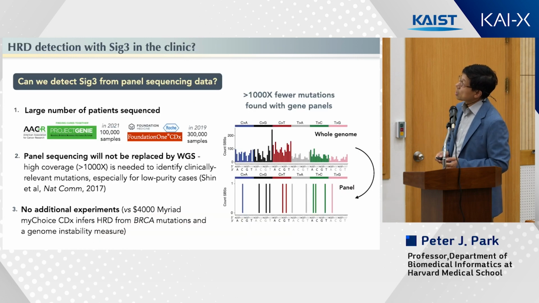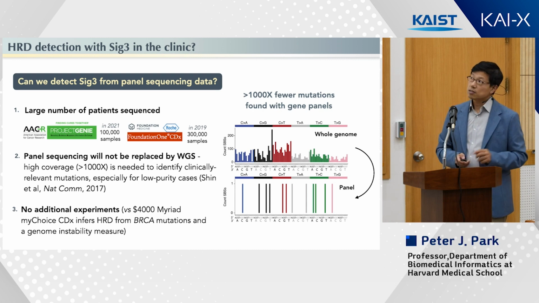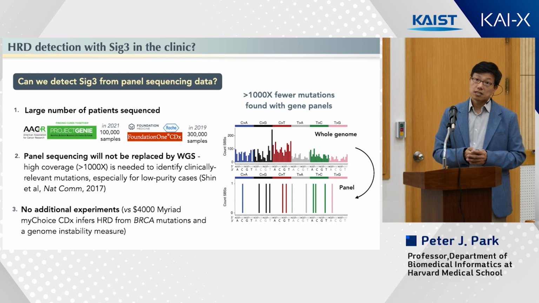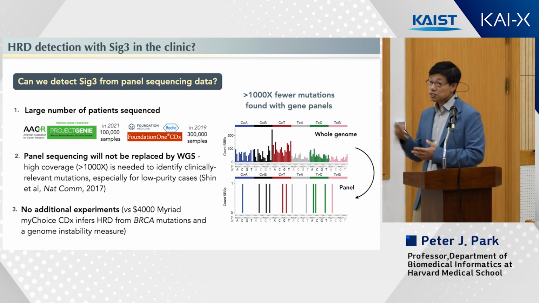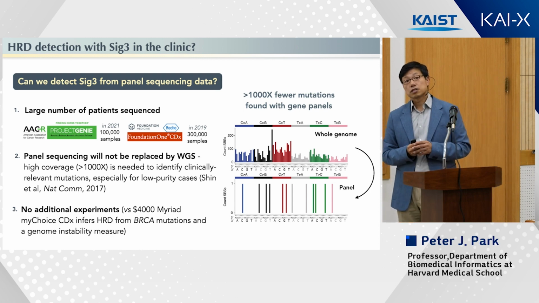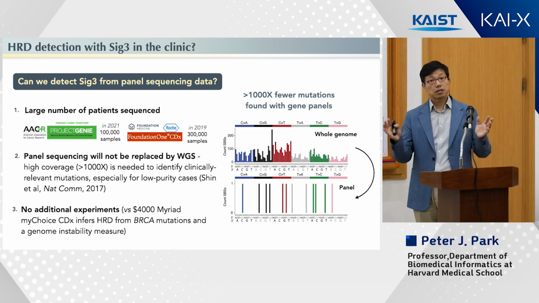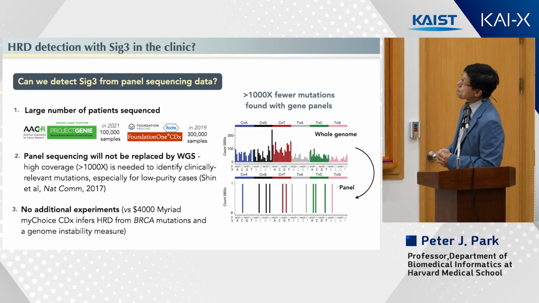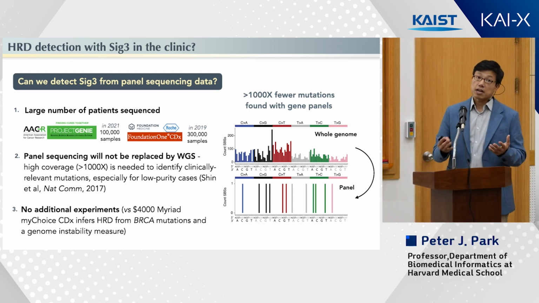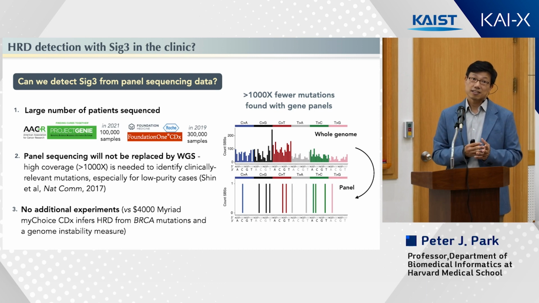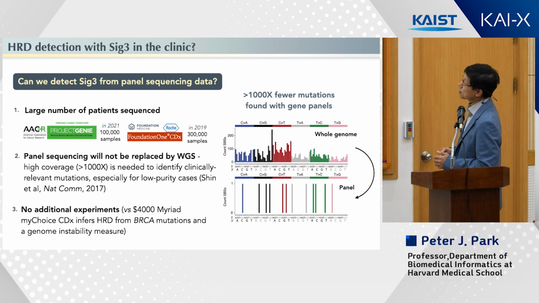So what's the mathematical question here? When you have panel sequencing data, the math problem gets a little harder. There was a paper from the Sanger Institute in the UK that used whole genome data to identify these signature 3 cases, in Nature Medicine, and a lot of people figured out that that was a really good idea. But in practice, when you go to a hospital, they don't do whole genome sequencing, at least not yet. They'll do panel. So the question was, can we do that from panels?